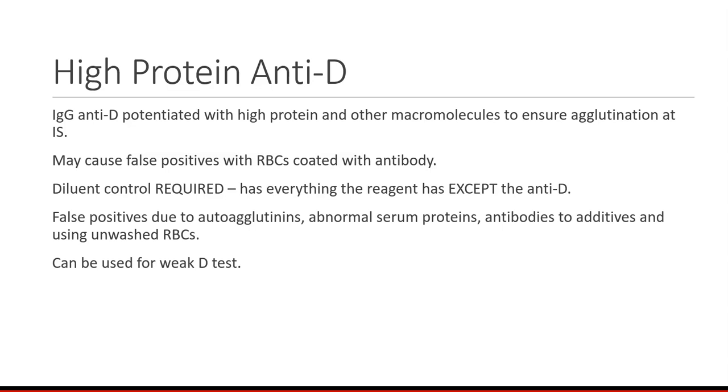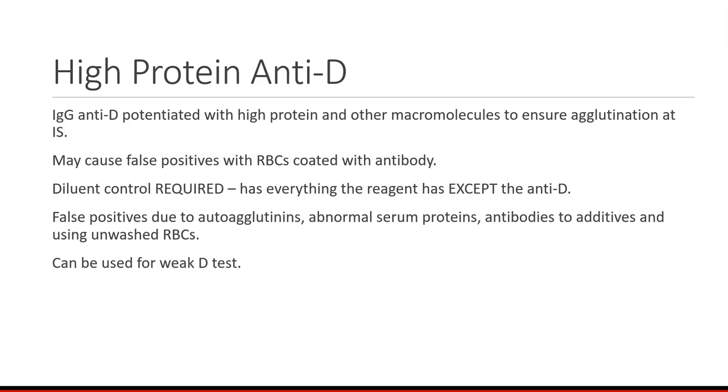Unfortunately, the high protein may cause false positives with red cells that are coated with antibody. A diluent control is required. It has everything the reagent has, except it has no anti-D. A control in the lab is a control in the lab, and it's a big part of what we do. And you need to know when to do them. So again, for high protein, because of the capacity for false positives, you must run the control, which has everything the reagent has, except no anti-D.